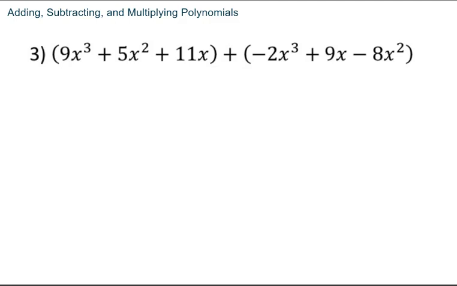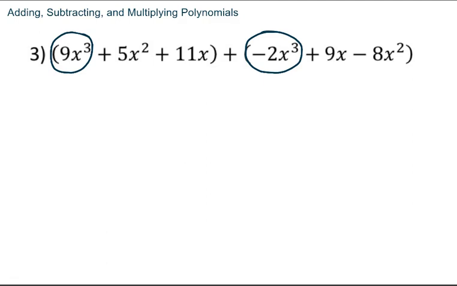In order for it to be a like term, it has to have the same variable. A variable is a fancy word for a letter in math, and it has to have the same exponent. So if I was going to combine 9x cubed, the only like term like it is this negative 2x to the third power. So I am going to add that.